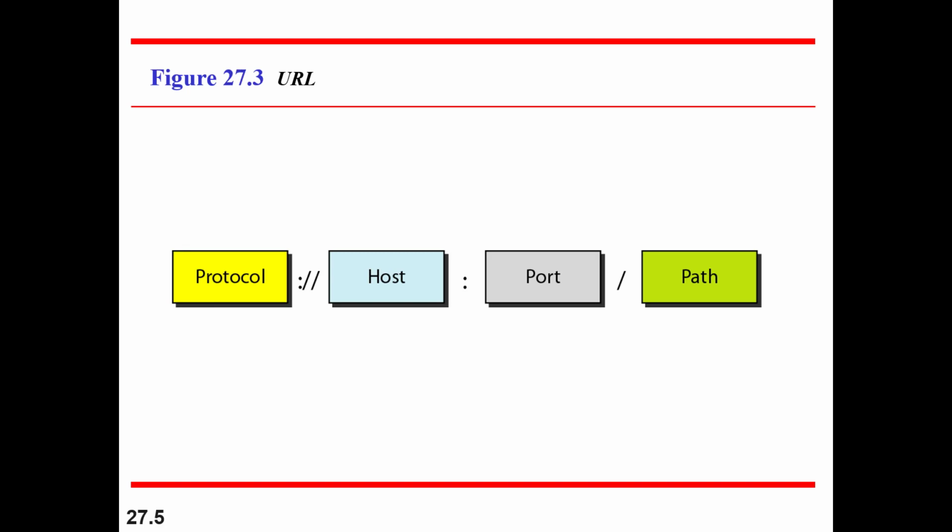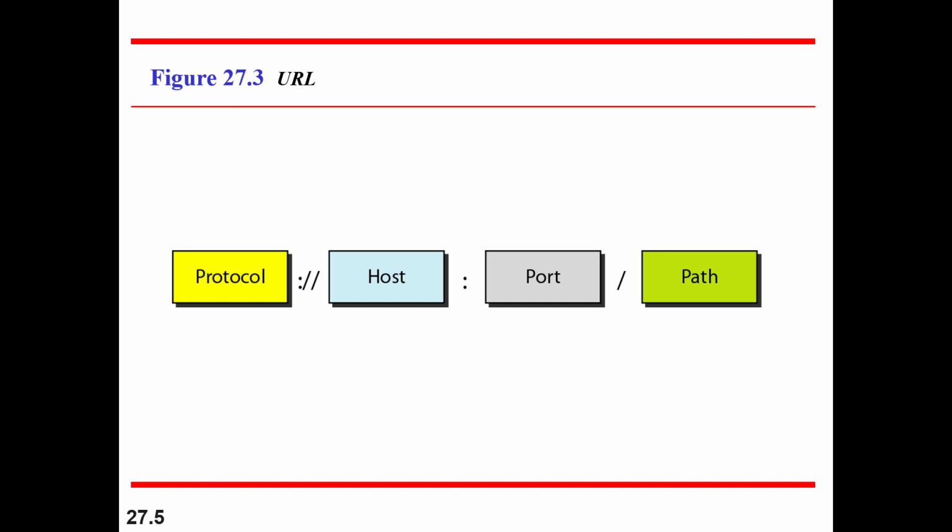A client that wants to access a web page needs the URL, which is a standard for specifying any kind of information on the internet. The URL defines four things: protocol, host, port, and path. The protocol is the client-server program used to retrieve the document. Many protocols can retrieve a document, such as FTP and HTTP. The most common today is HTTP.